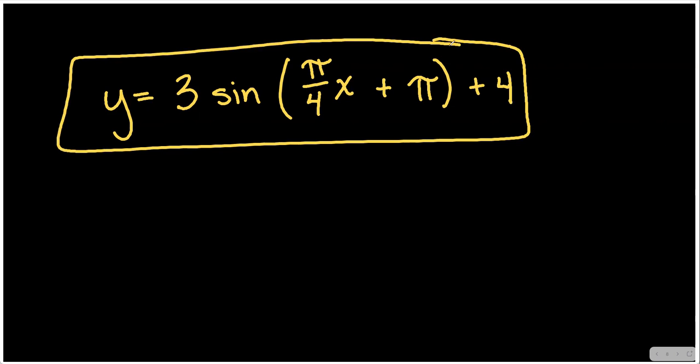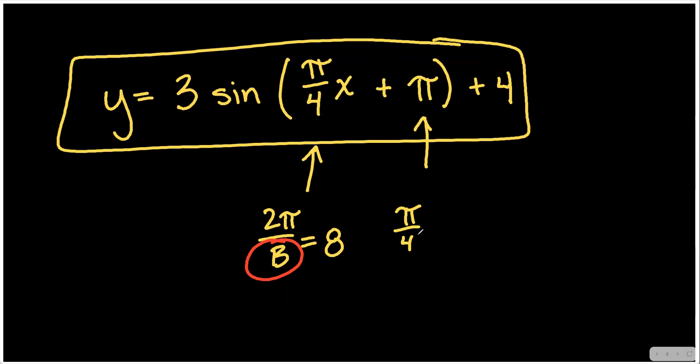So each one of these values came from a different part of this. This came from taking the 2 pi over b and setting it equal to 8 and solving for our b value. So the key to this one was to find the b. This one here came from us taking the inside value, that pi over 4x minus c, and setting it equal to 0. And then using that x value from our, technically, our new origin, if we want to call this where we had our new original point.